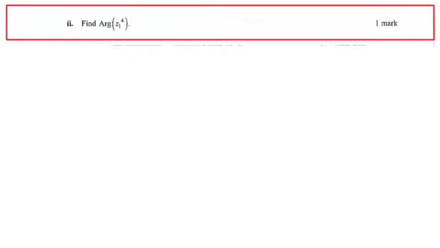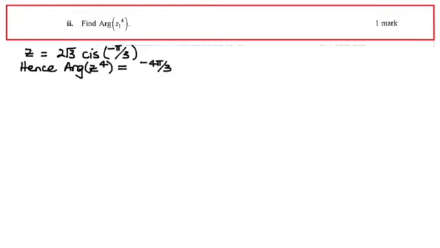Well, that's going to be very, very easy, because we know that the argument of z1 was minus pi on 3, don't we? So therefore, the argument of z to the 4th is going to be 4 times that. Now, we just have to put that in principal argument form. If you just do that in your head, minus pi and then minus another third of pi.